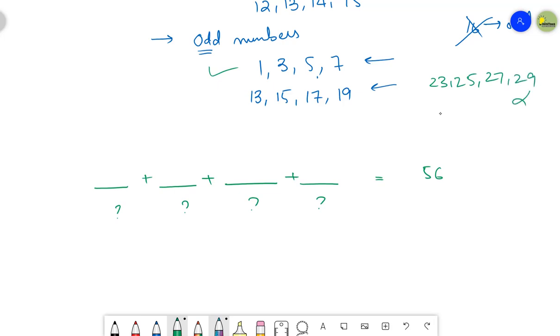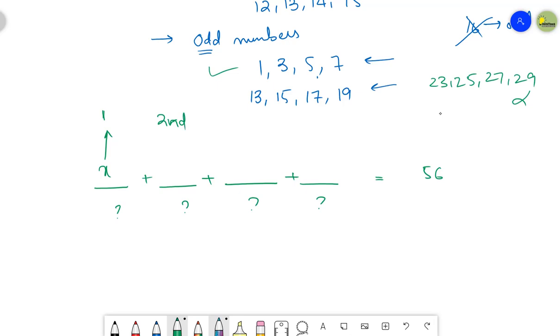So when you don't know the number, you have to assume a variable, starting from x. Let's suppose my first consecutive number is x. So x is going to be the first consecutive odd number. Then in order to get the second consecutive odd number, what should I do?